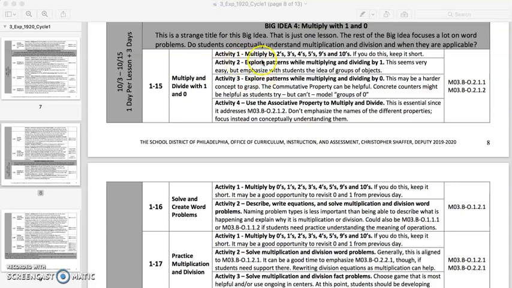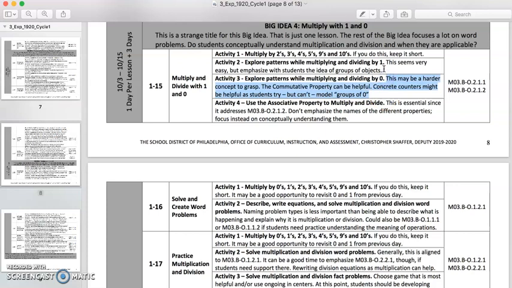So in bold, you'll see the objective. So students would be able to explore patterns while multiplying and dividing by 0. That's the objective for activity 3. These words here, non-bold, are my attempt to give you some added tips or strategies or information to help as you're teaching those activities.